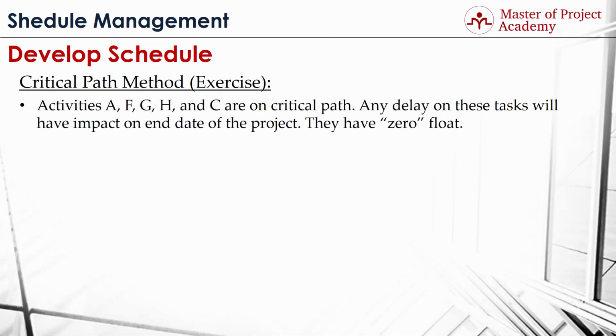Since activities A, F, G, H, and C are on the critical path, any delay on these tasks will have direct impact on the project duration. Therefore, these critical path tasks have zero float.